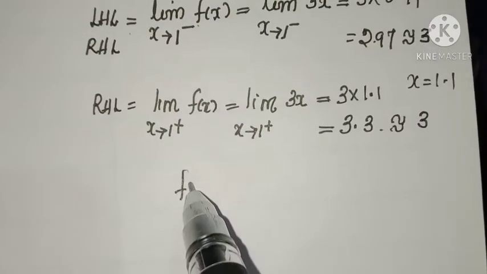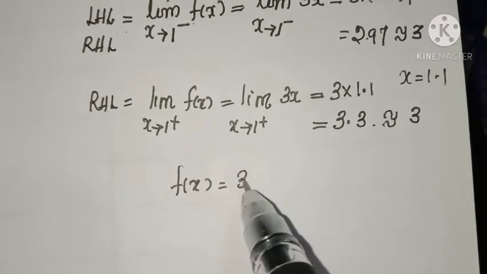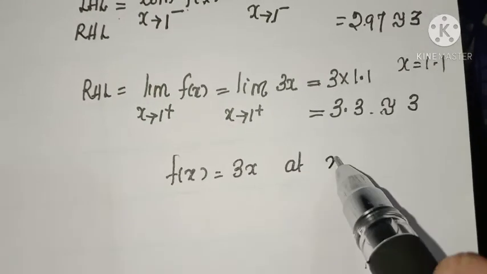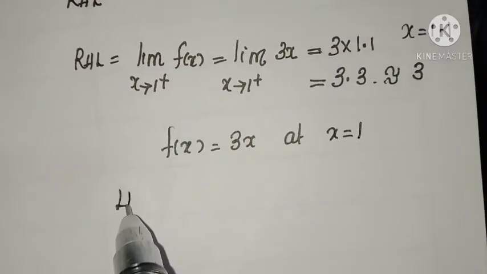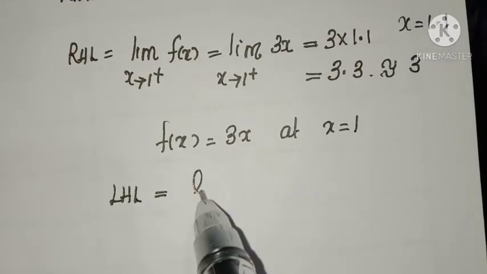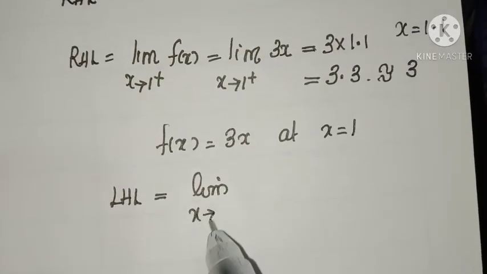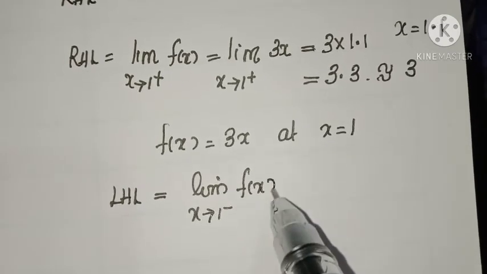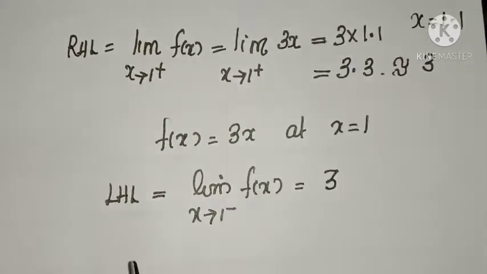So, for the function f of x equal to 3x at x equal to 1, the left hand limit, limit x tends to 1 minus f of x, is equal to 3.